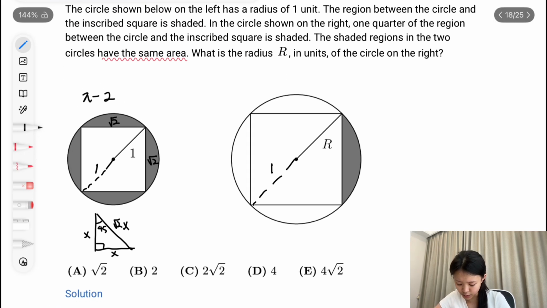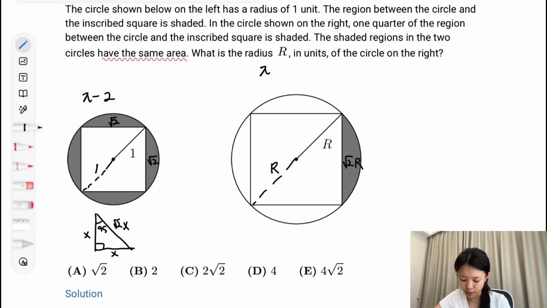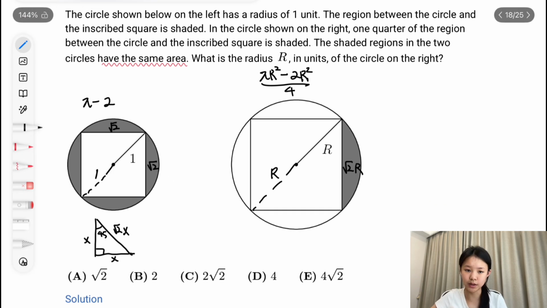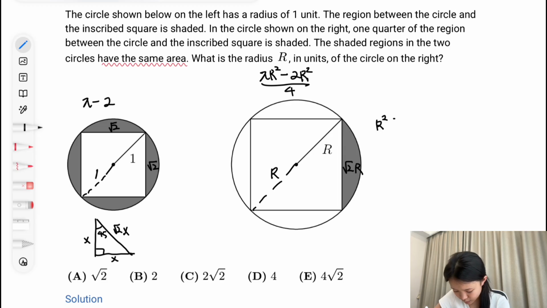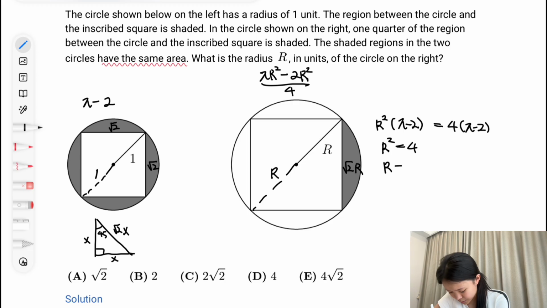Here this is also r, and so that's square root of 2r. And the overall area of this is pi r squared minus 2r squared divided by 4. So if we write out this equation, because they have an equal area, we get r squared times pi minus 2 equals 4 times pi minus 2. So r squared equals 4 and r equals 2. Therefore the answer is B, which is 2.